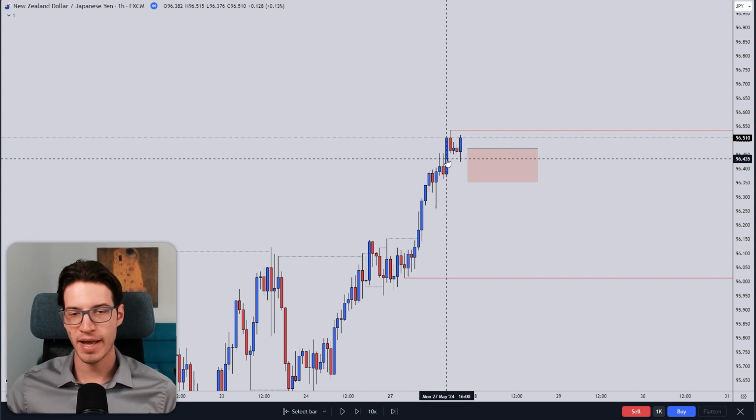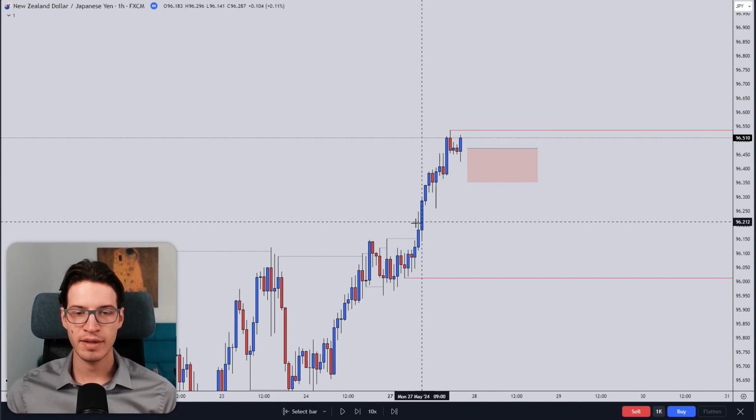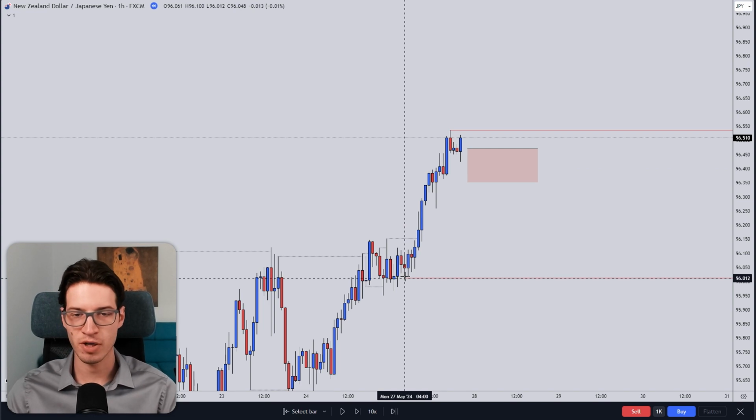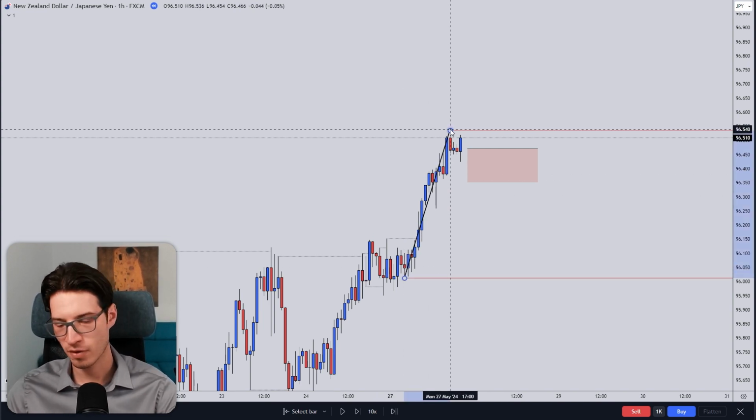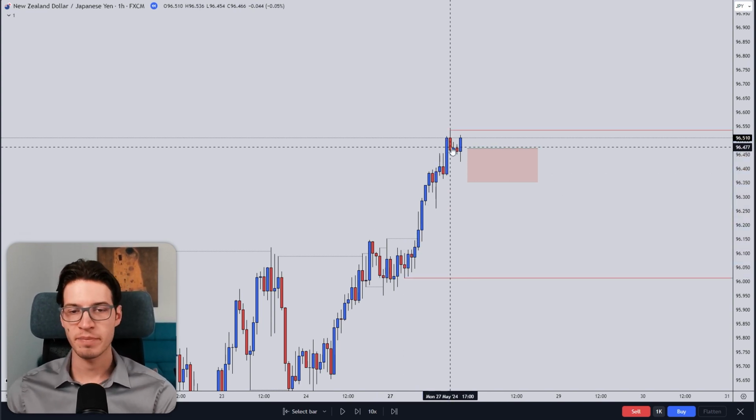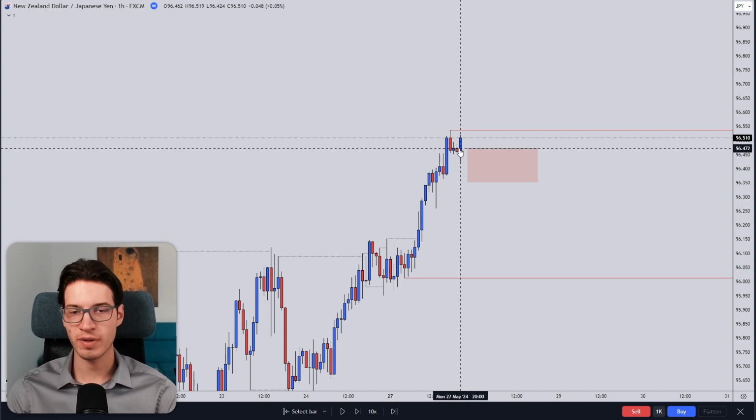Again, in the end, I did decide that this impulse was worth taking or was worth the risk, especially with the flag being so small, so tight. One thing I know about the New Zealand Japanese yen is small and tight flags work really, really good on this currency pair. So for me, this was definitely worth the risk.